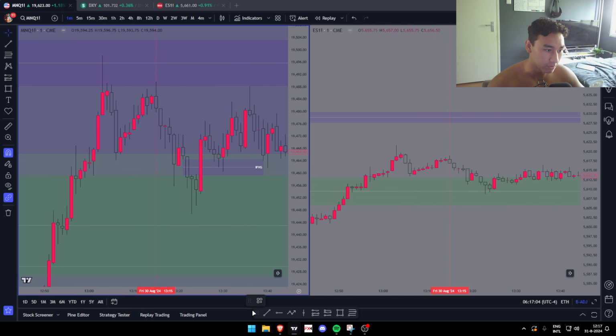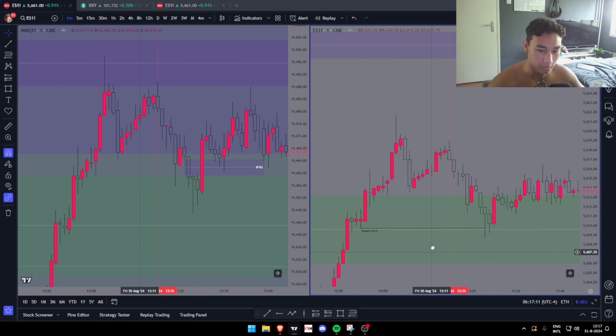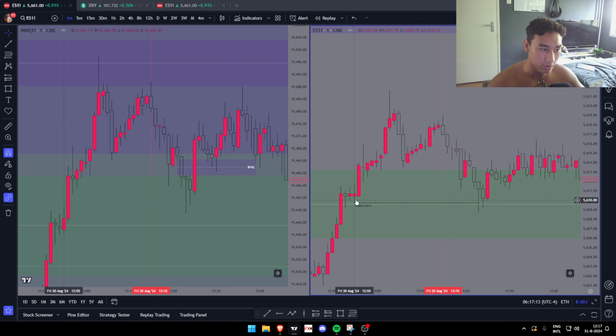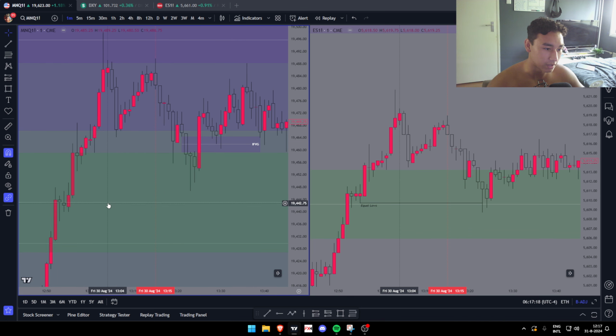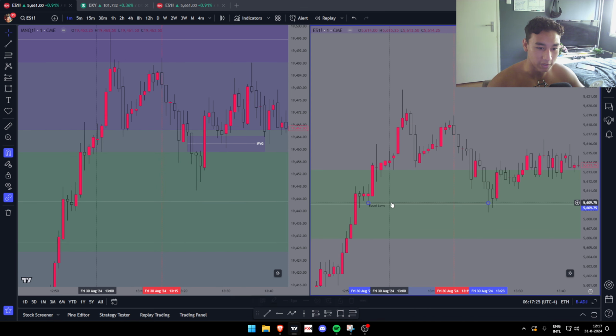manipulation at 13:15, which was, I don't even know where it was, or was it on ES? So yes, ES took out the equal lows, so that is a form of manipulation as well. Even though NQ didn't take out this low, if NQ already took this low on this candle, which would have been that candle, then it would be fine anyway. It's just a sweep of equal lows.